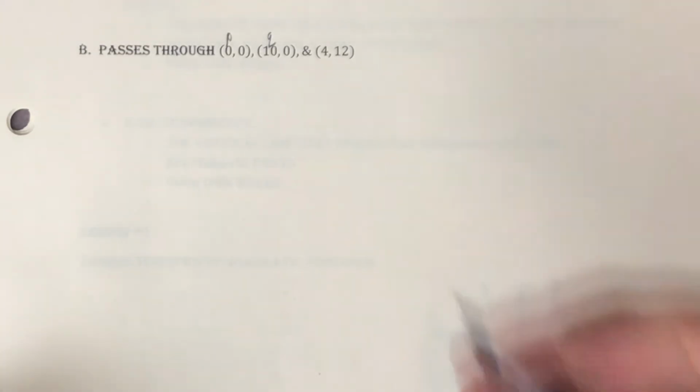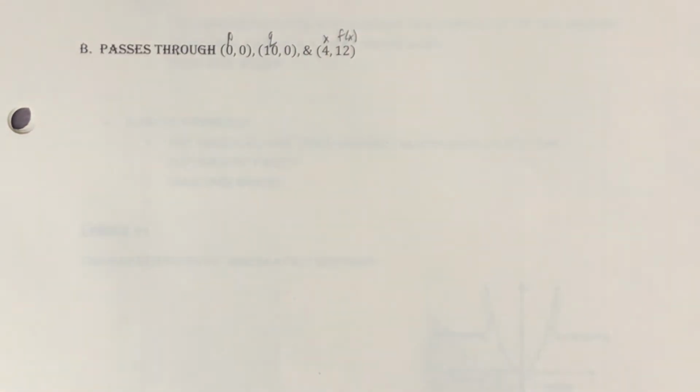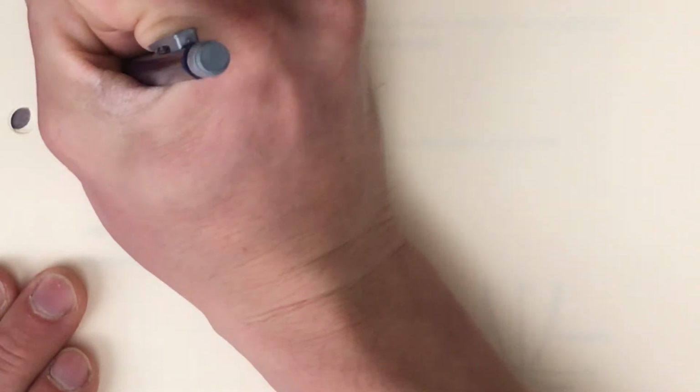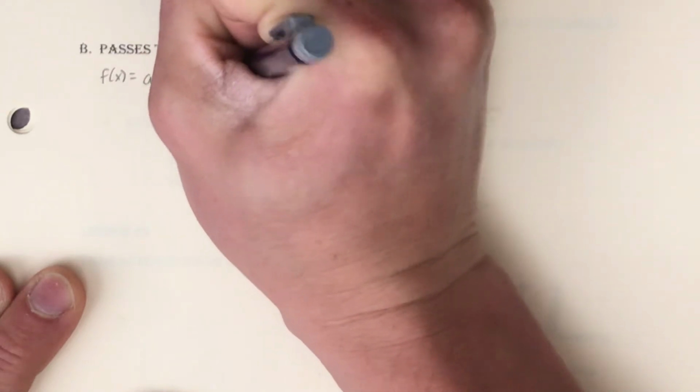Now, again, I want to also identify my third point as my x and my f of x, because I'm going to plug into intercept form of a quadratic function. So, as a reminder, a quadratic function in this form, f of x equals a times x minus p times x minus q, is the intercept form. So we need to plug in for everything so that we can solve for a.